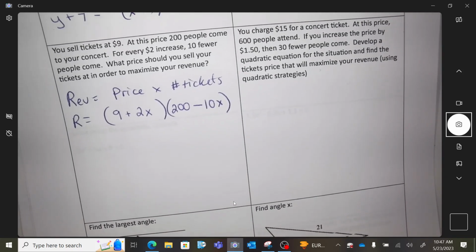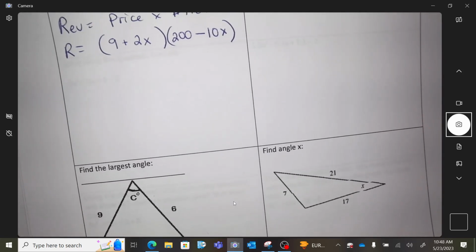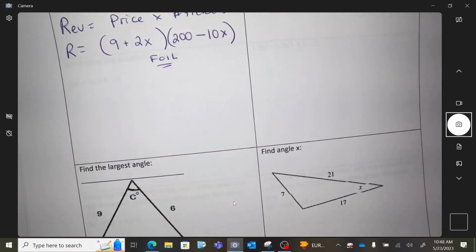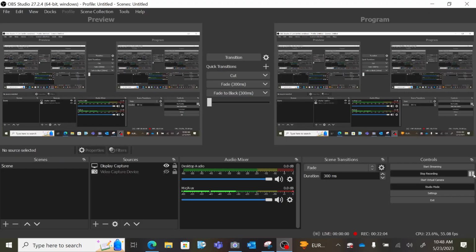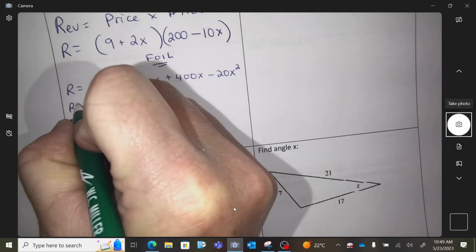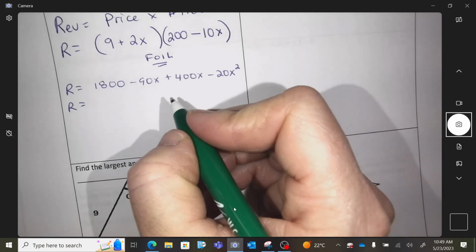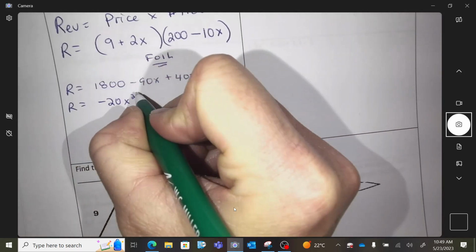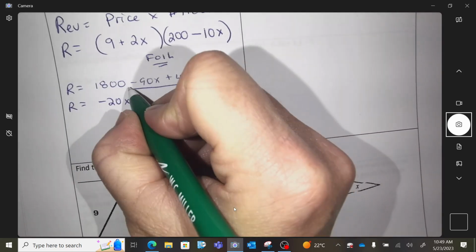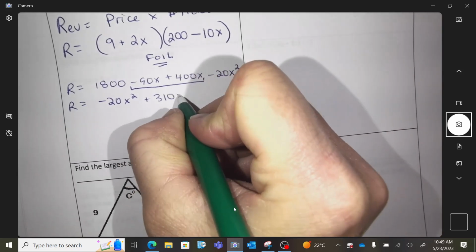What do you want to do now? What would be your next maneuver here? Foil it. Okay, I'll give you a second. You can foil that on your own. Okay, so here's my foil. I'm going to just rearrange it. I'm going to go with the negative 20x squared first. I'm going to put those together because they're x's with more x's. So that makes 310.